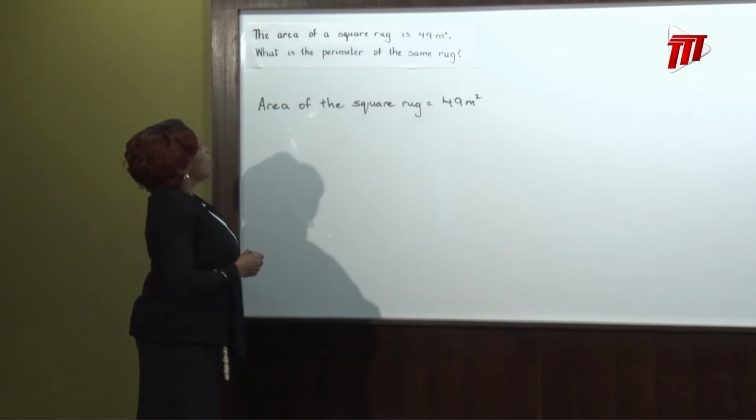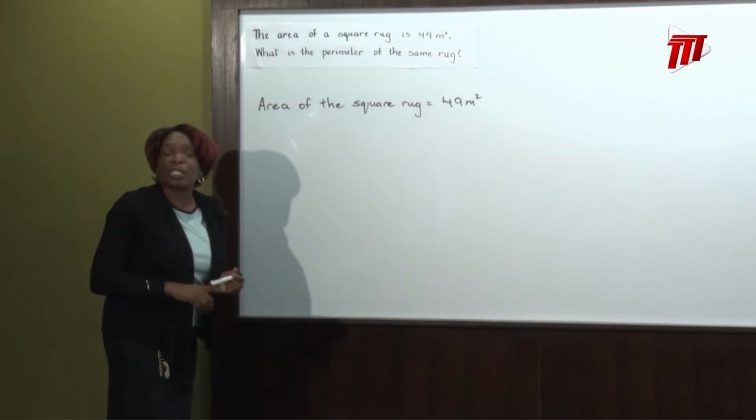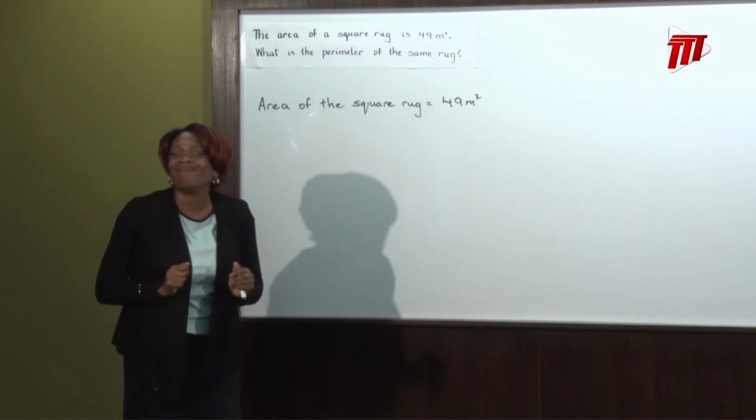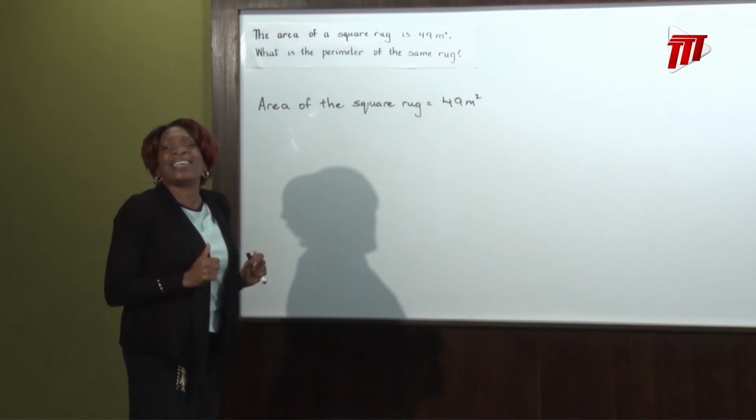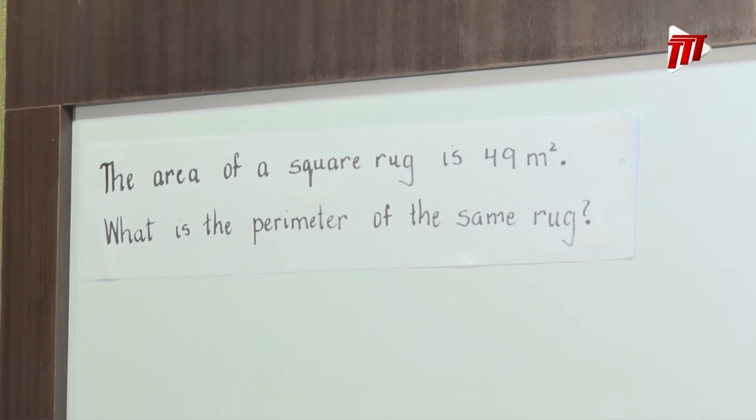Wonderful. You have to find the perimeter. But guess what? Before you find the perimeter, you have to do something. You can't just jump from there to there. You have to do something. Anybody has figured it out as yet? So what information do we have? We have that the area of the square rug is 49 meters squared.